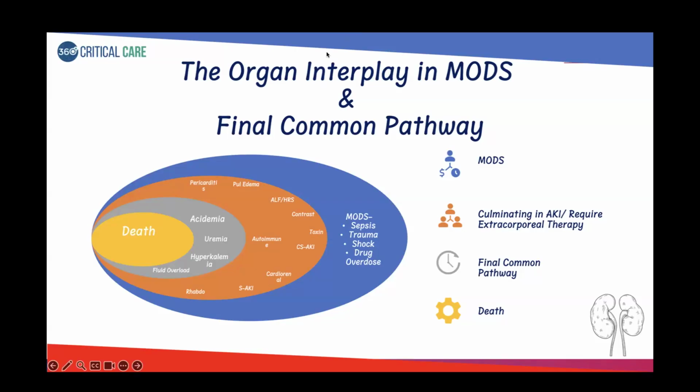For example, if you look at a toxin or any sort of autoimmune disease or any other injury to the body, that ultimately narrows down to a kidney injury, causing disturbance of the internal milieu, acidemia, uremia, hyperkalemia, fluid overload, etc. Lots of problems, and then ultimately leads to a bad outcome for the patient. So that's why we think of this system as the most important one.